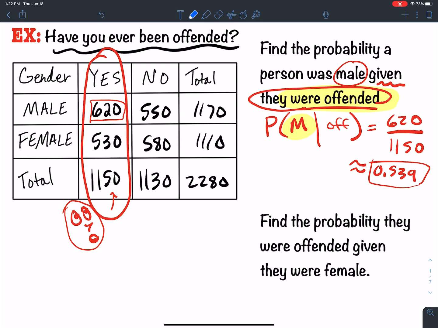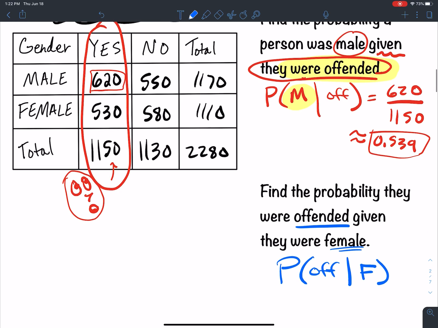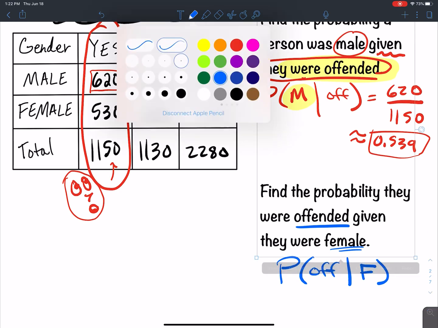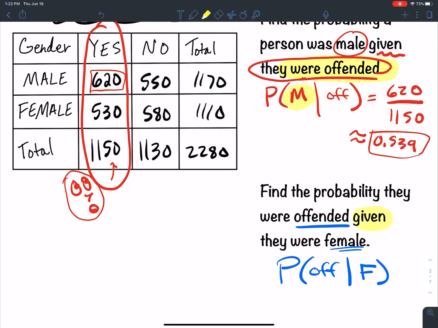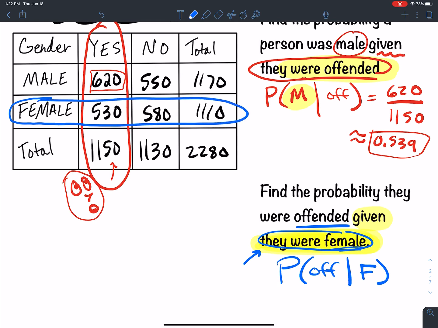Now, same problem, but instead we're going to use blue here for this one. It says, what's the probability that they were offended? The probability that you're offended given that you're female. So I'm going to use F for female, okay? So what is the new sample space now? It's always what comes after the given. So what comes after the given is the fact that we're female. So who do we look at from now on? The only people that we're going to look at are the females. So I'll look at the females to be my new sample space.